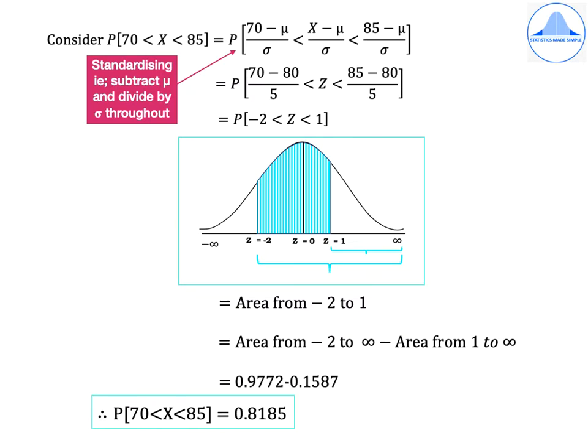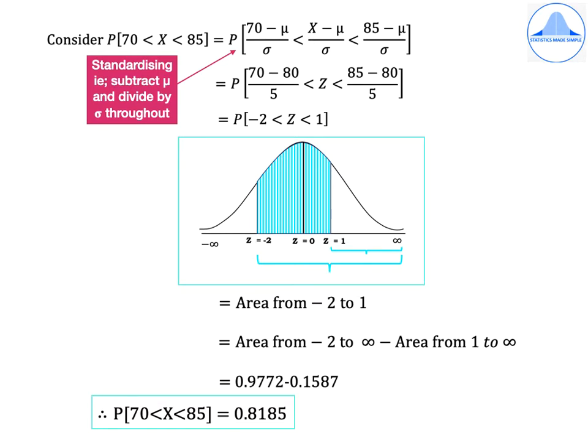Now the next important step: the tables are given in terms of Z and not in terms of X. So we have to standardize. And what do you mean by standardizing? You have to subtract mu and divide by sigma throughout, like how I have indicated in pink color. So from the expression, subtract mu and divide by sigma. So you'll get probability of 70 minus mu by sigma is less than X minus mu by sigma is less than 85 minus mu divided by sigma.